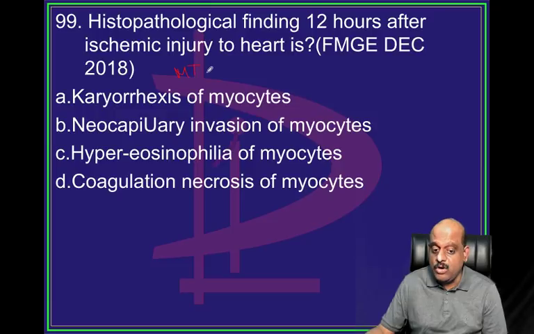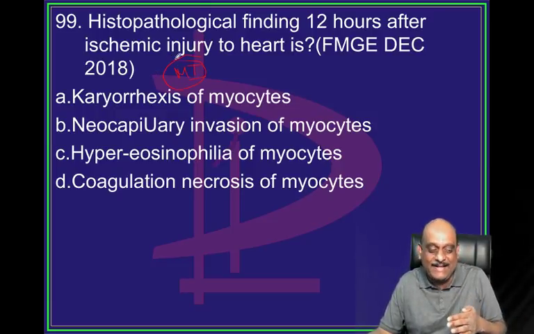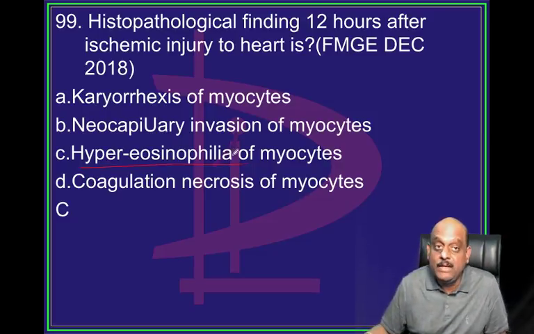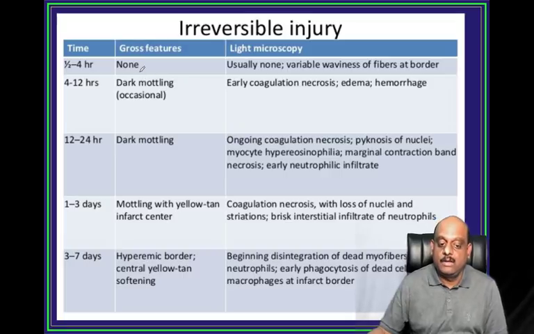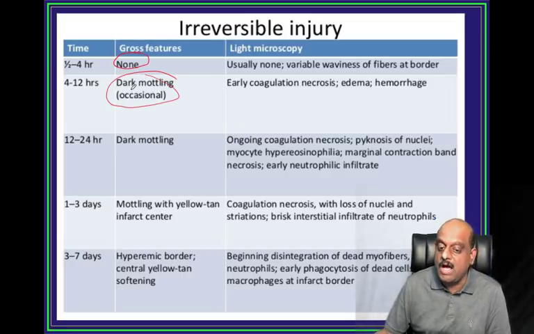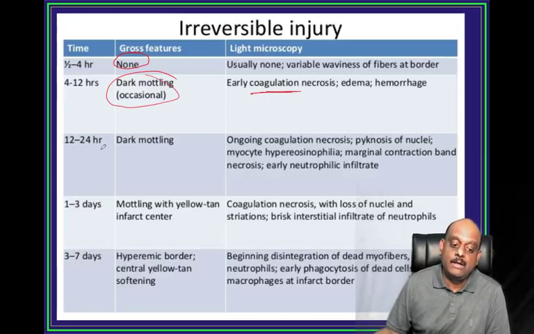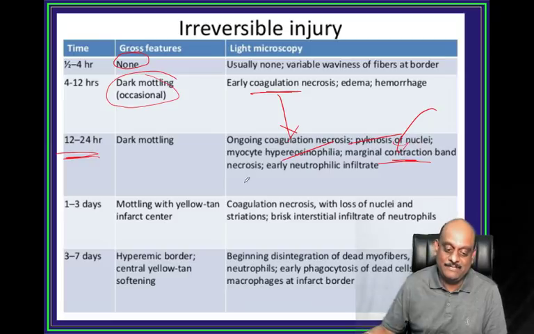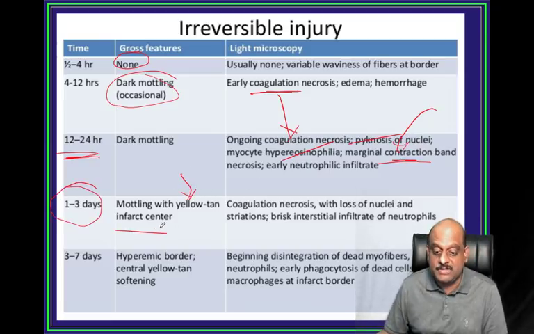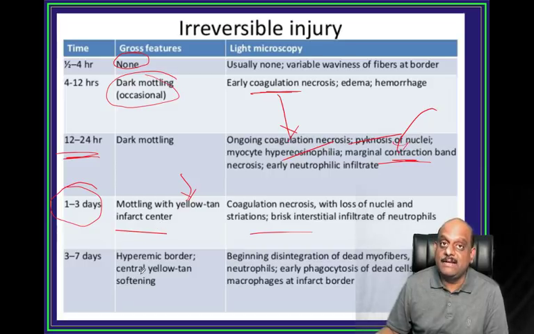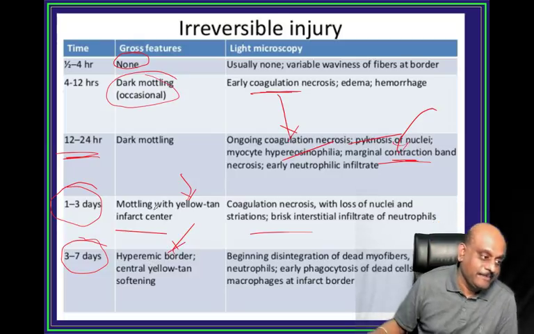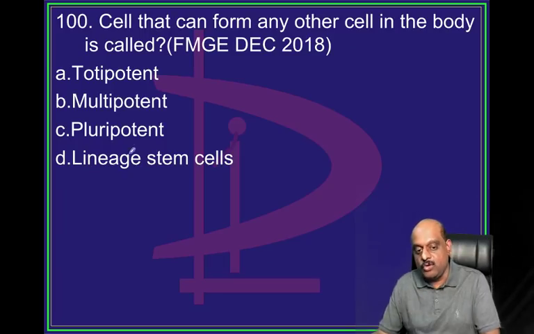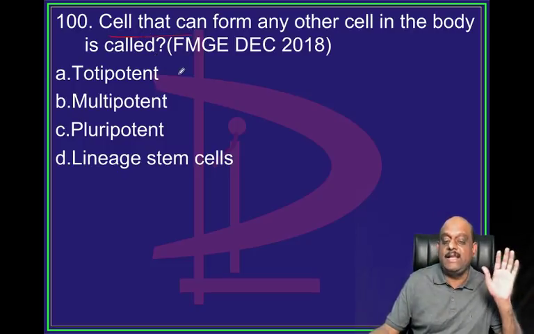And one more thing, doctor, the histology time table of myocardial infarction is a definite question. So you should remember, hypereosinophilia of myocytes is what you see within 12 hours. First 4 hours, no gross features. 4 to 12 hours, dark mottling, coagulation necrosis. 12 to 24 hours, pycnosis, hypereosinophilia. This is what the examiner is asking. Marginal contraction band. Then 1 to 3 days, yellow tan infarct and neutrophilic infiltration. 3 to 7 days, hyperemic border. Histology of MI is in the top 20 topics in pathology. Okay? Now doctor, a cell that can form any other cell in the body is totipotent.